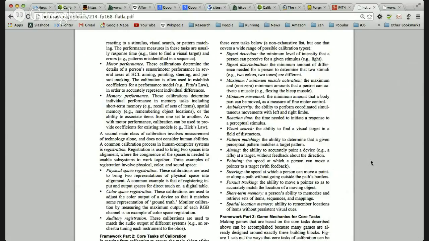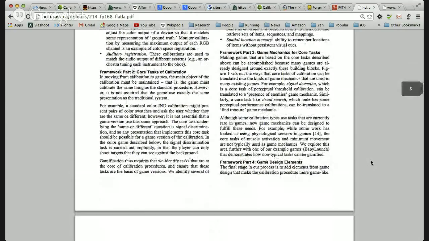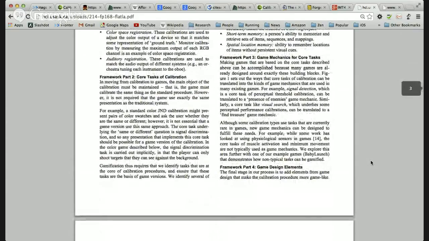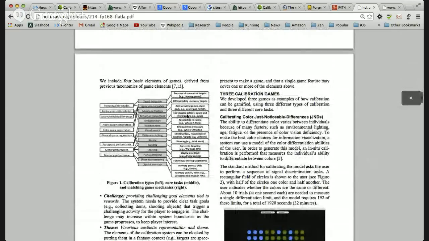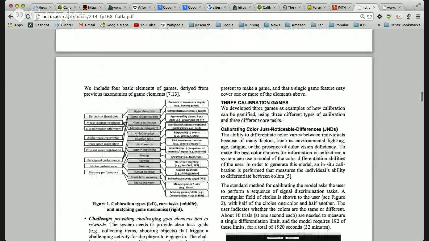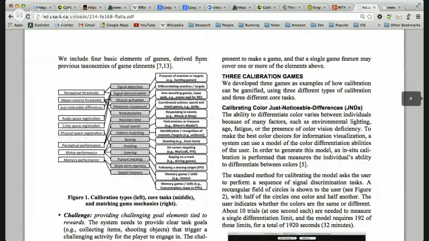And then part three is finding the game mechanics to match those core tasks. And many game mechanics are already designed around those building blocks. If you scroll down just to the top of the next page, that's the mapping that they did. So for instance, as you can see there, perceptual threshold is mapped to signal detection as the core task, and then that in kind of game mechanic terms is like the presence of enemies or targets, for instance.